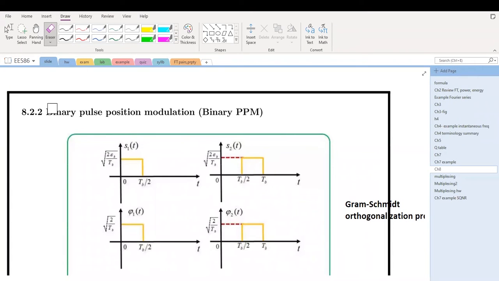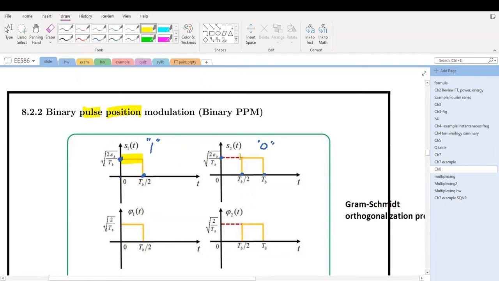In this video, we discuss binary pulse position modulation. This is an example here. We use this waveform to represent digital bit 1 and this waveform to represent digital bit 0. We can see that this pulse sits from 0 to half TB, and this pulse sits from half TB to TB. In the meantime, they have the same magnitude. Therefore, this modulation is pulse position modulation.